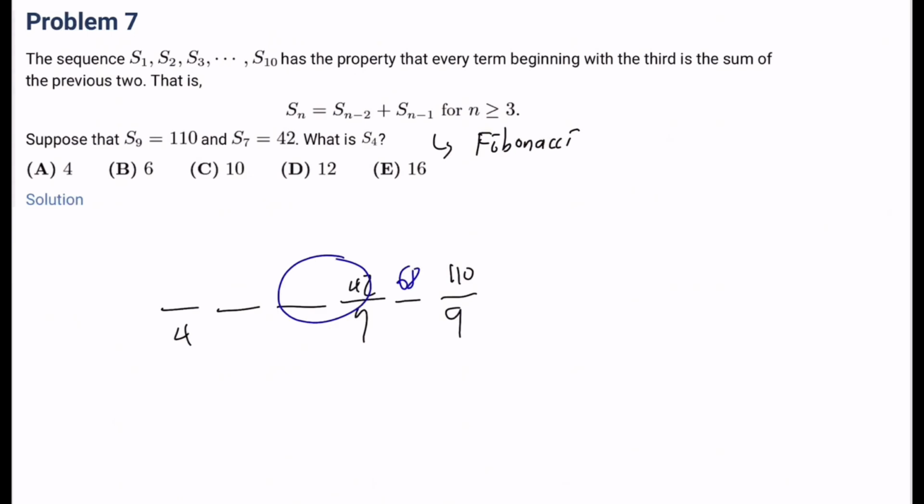And for these two to sum to 68, that means it's 26. For these two to sum to 42, that will be 16. For these two to sum to 26, that will be 10. So 10 is our answer.